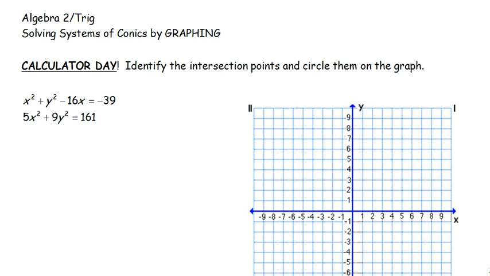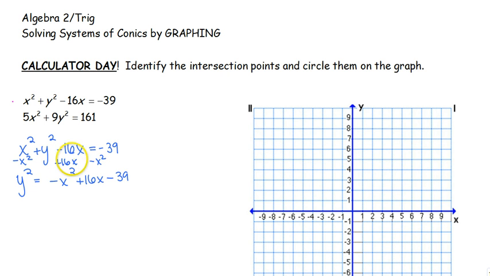Now, if we are going to graph anything, we know that to go into our calculator, you always need to have everything solved for y equals. So we start with our first equation, x squared plus y squared minus 16x is equal to negative 39. Note to yourself that if you cannot solve for y, then you can't solve by graphing. So we move the x squared and the 16x over. y squared is equal to negative x squared plus 16x minus 39. Again, we just move that x squared over to the right side. We move the x over to the right side.